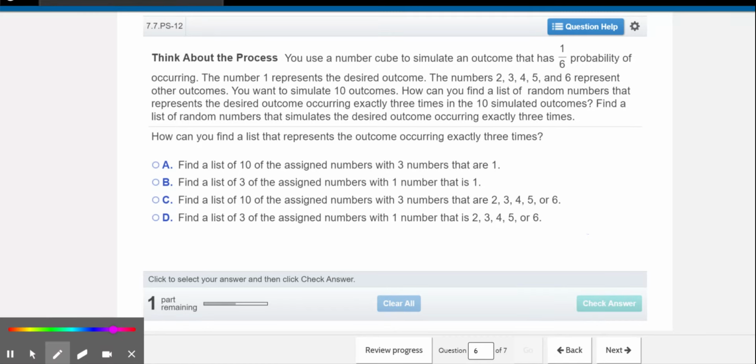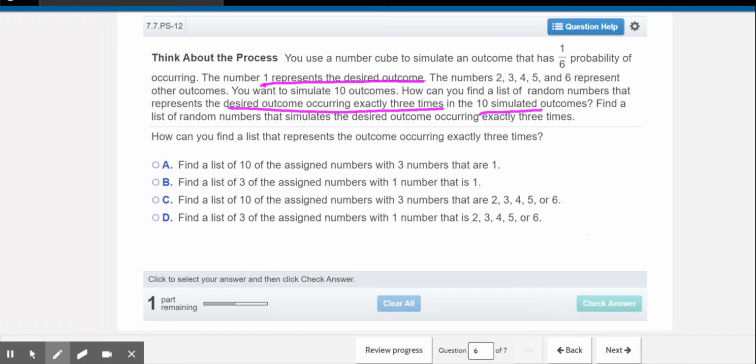So let's remember what is important here. The number 1 represents the desired outcome, and then we want the desired outcome 3 times out of the 10 simulated outcomes. So let's look at our options.